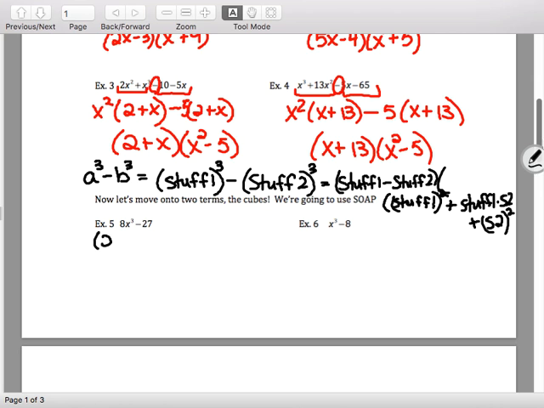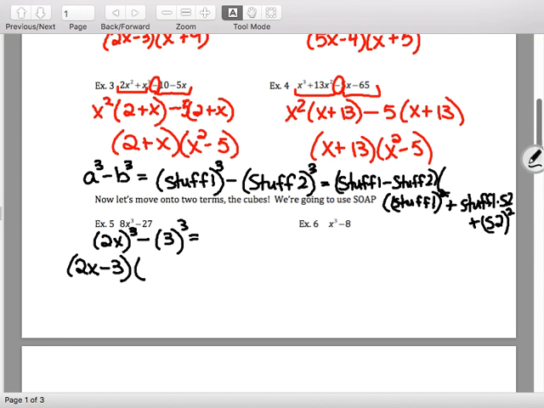2x. Okay, so this is my first stuff. And then what cubed is 27? 3. All right, so now let me see if this will make a little bit more sense. So stuff 1 is 2x. Stuff 2 is 3. So here we go. Here's the formula. It says stuff 1 minus stuff 2.